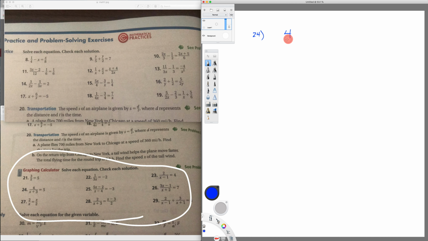24, we have 4 over x plus 3 is equal to 5. Again, my only denominator is x plus 3, so I'm going to multiply both sides by an x plus 3. And I'm putting it in parentheses to remind myself to distribute here. It's going to cancel out the x plus 3 there. That's actually why that step is what we're doing. 4 is equal to 5x plus 15, because we have to distribute the 5.